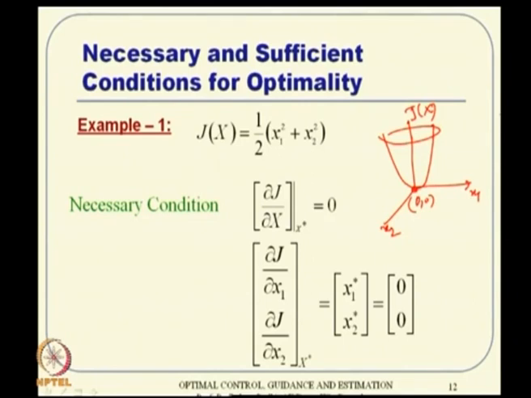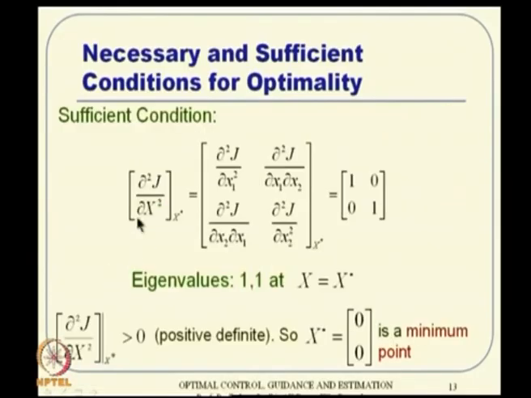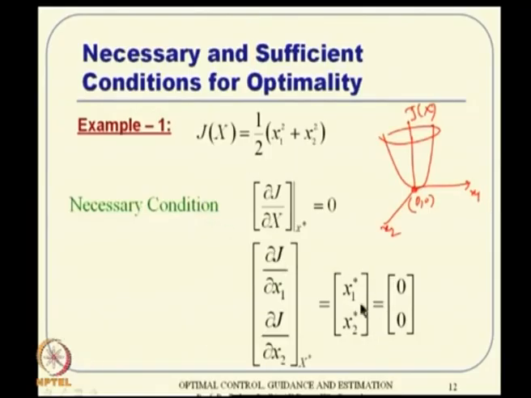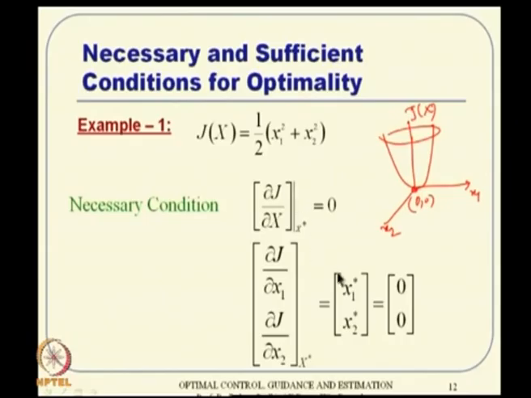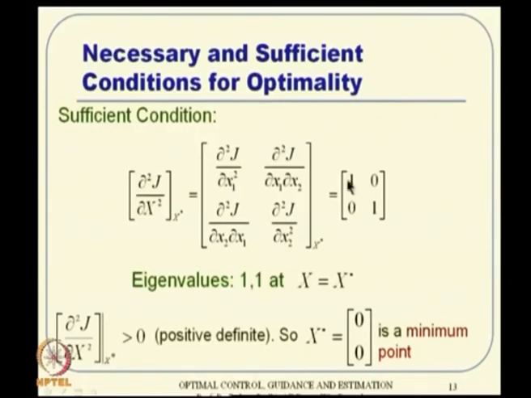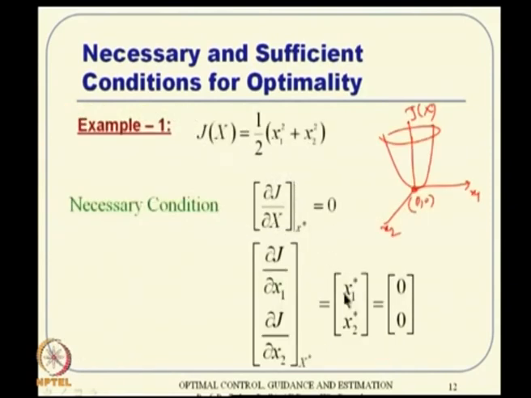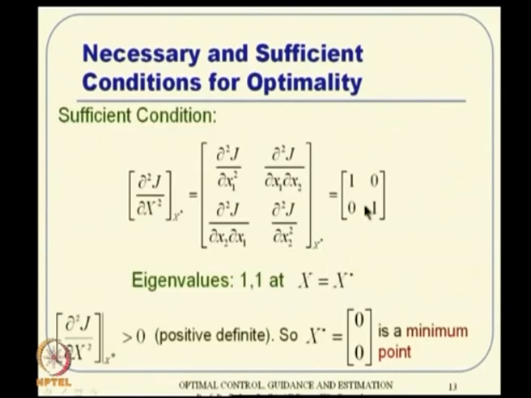The answer is very much yes. Once we have the gradient vector, we can talk about the Hessian matrix. So del square J by del x square evaluated at x star turns out to be something like this. Remember, this is the gradient vector, so take the second order derivative. This one is only x1, and this one is only x2. So if I take the derivative with respect to x1 one more time, I get 1. If I take the derivative with respect to x2, there is nothing there because it is a function of x1 only. So that is 0.